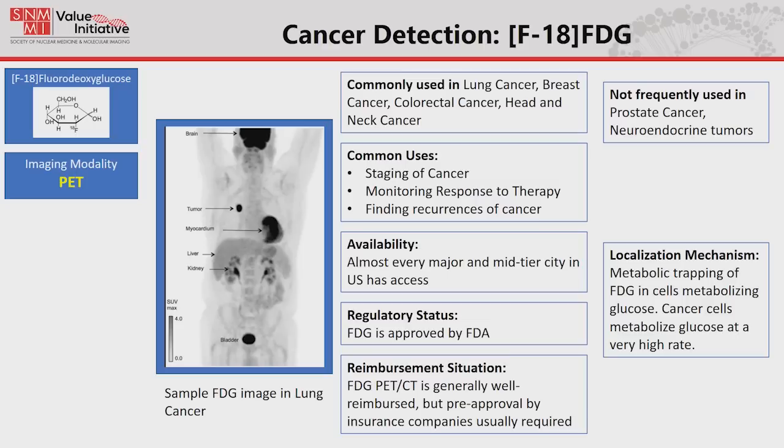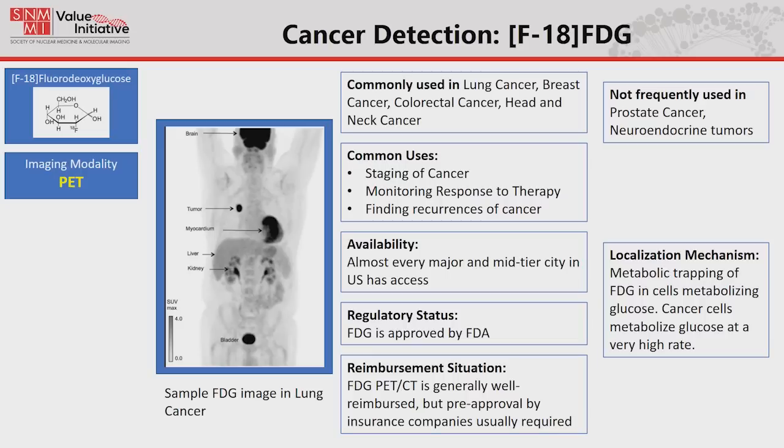I have the modality, whether it's PET or SPECT or standard nuclear medicine. I have an example of what it's used for, what its availability is, and the regulatory and reimbursement situation. And then almost most important is the localization mechanism, why it does what we think it does. So, we've talked about fluorodeoxyglucose.